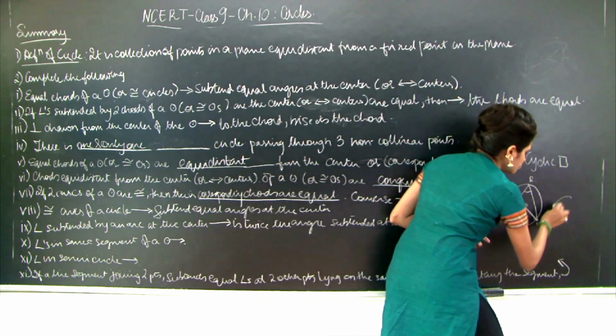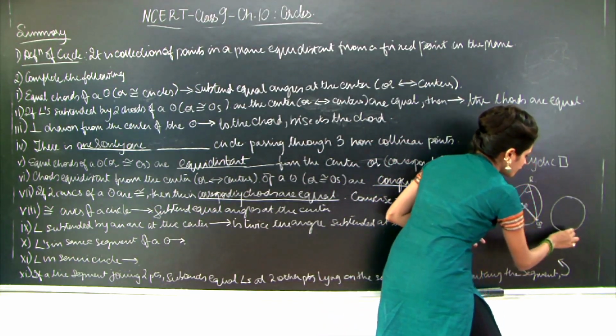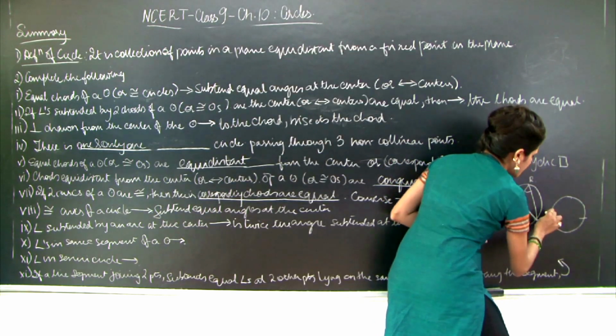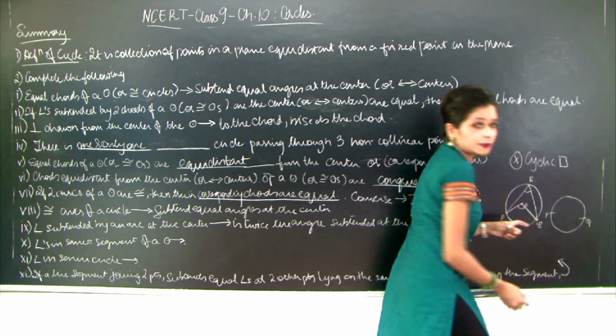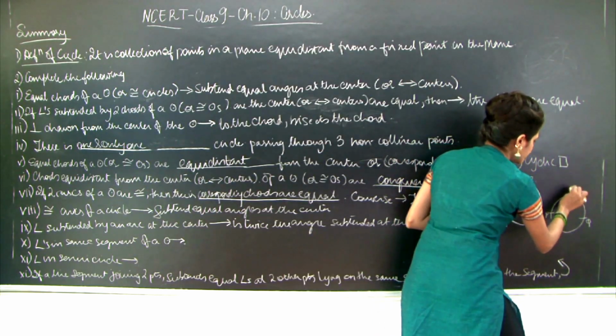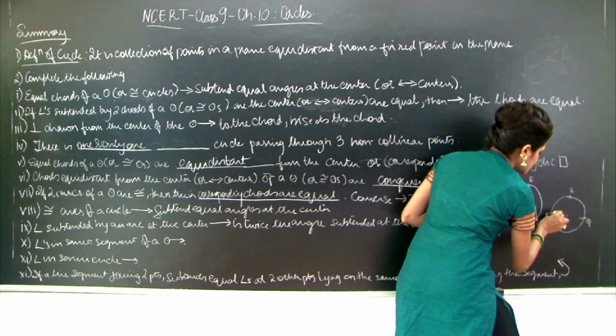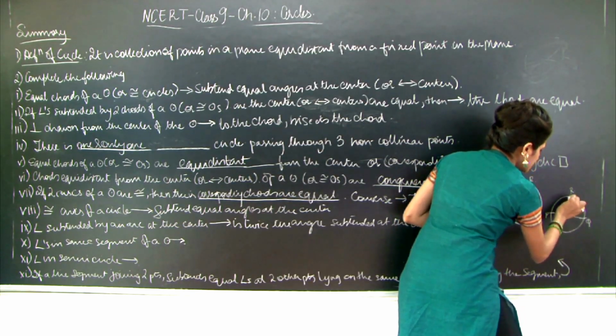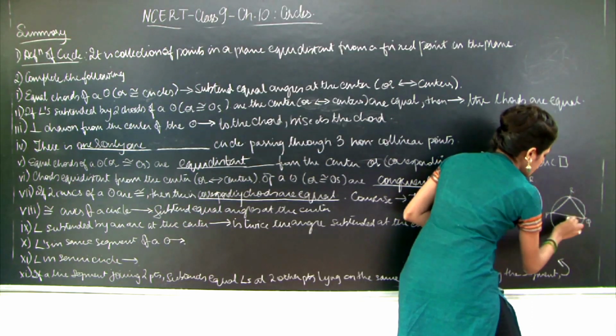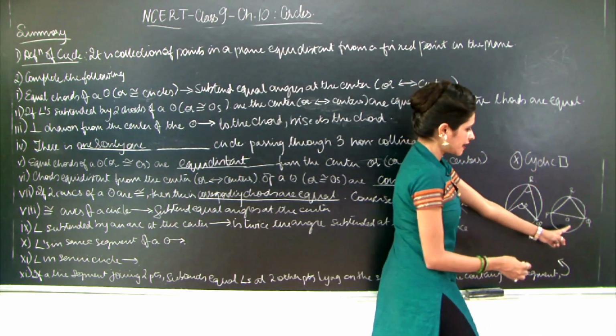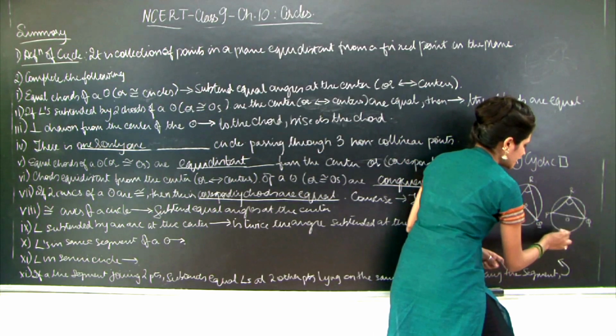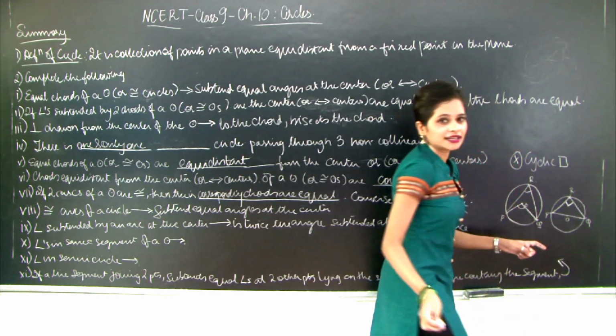If you have a semicircle, PQ are the endpoints of your semicircle, R is your point here, and O is the center. In this case, the angle subtended by a semicircle is a right angle. So angle PRQ is going to be 90 degrees.